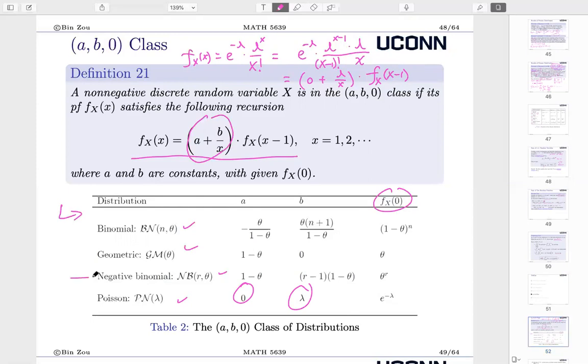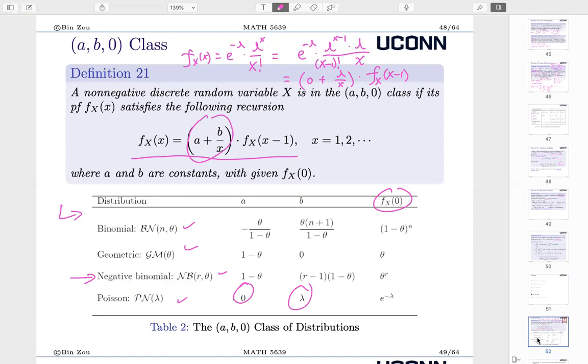Somewhat more difficult is the negative binomial. In that case, you need to expand the combination number. So that's the slightly tricky part, but I don't think it's complicated. So I trust you to derive the formula. Let me know if you have trouble figuring out a and b for the negative binomial.